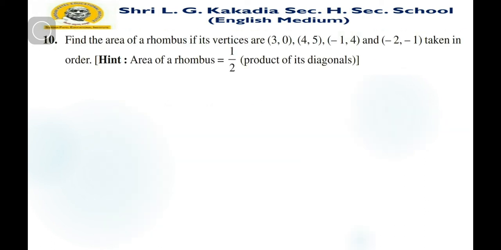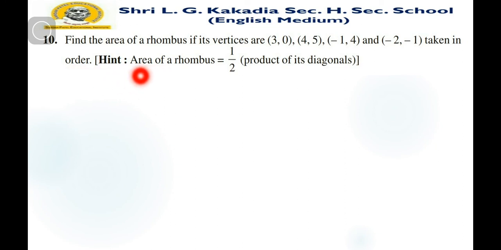Question number 10. Find the area of a rhombus if its vertices are 3 comma 0, 4 comma 5, minus 1 comma 4 and minus 2 comma minus 1, taken in order.